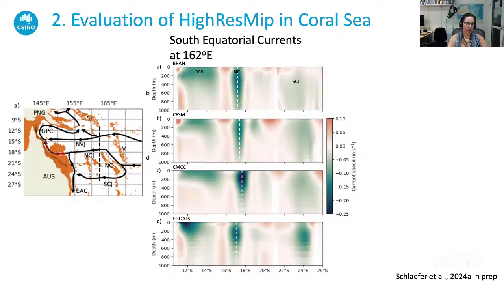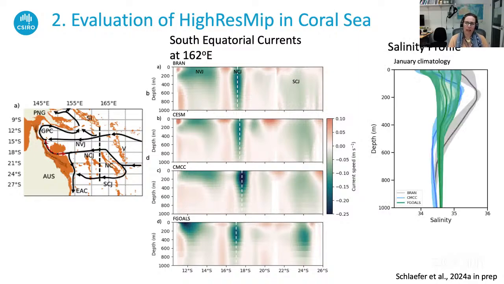Now let's have a look at and do some evaluation of those RSMIP in the coral sea. So here we're looking at a section at 162 degrees east. This is a section that is cutting through the North Vanuatu jet, the North Caledonia jet, and the South Caledonia jet. You can see here the reanalysis showing the position, the green patches, of those currents, and where they are in the three RSMIP here. So they are represented in there, but they can be shifted a bit, especially in terms of latitude.